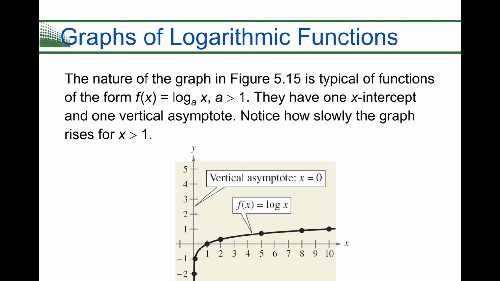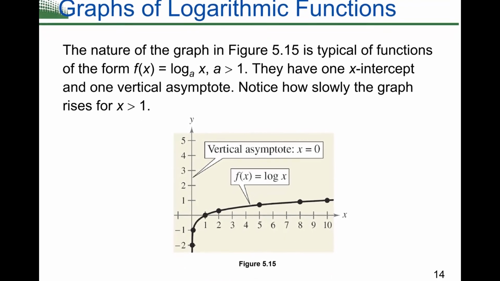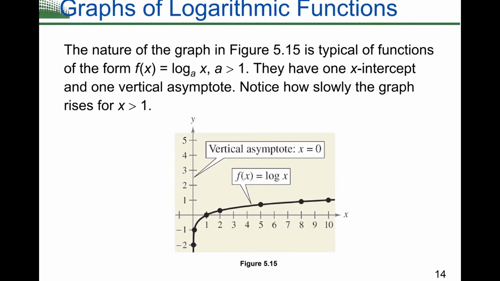The nature of the graph in figure 5.15 is typical of functions of the form f of x equals log base a of x, where a is greater than 1. They have one x-intercept, one vertical asymptote, and notice how slowly the graph rises when x is greater than 1. So you can see how this is reflective of the exponential function we were looking at. We still have an asymptote. We still have an x-intercept compared to a y-intercept in the inverse function.